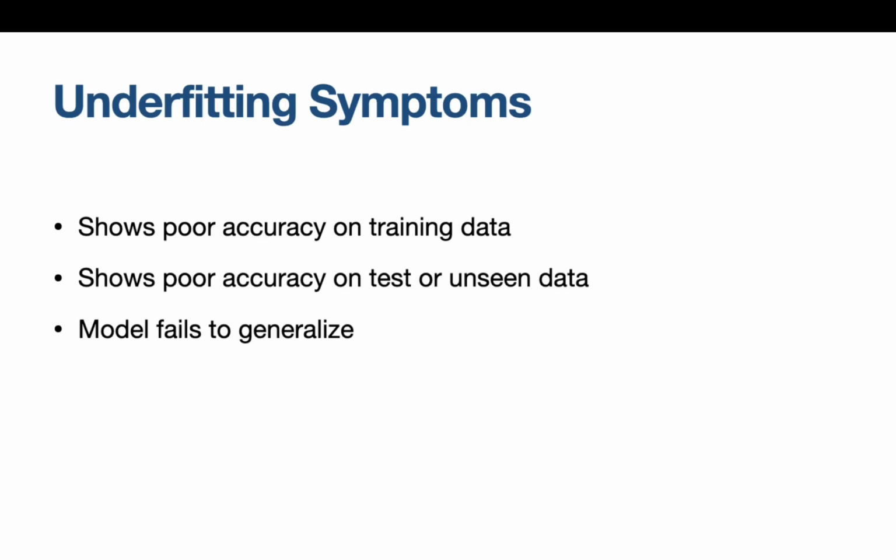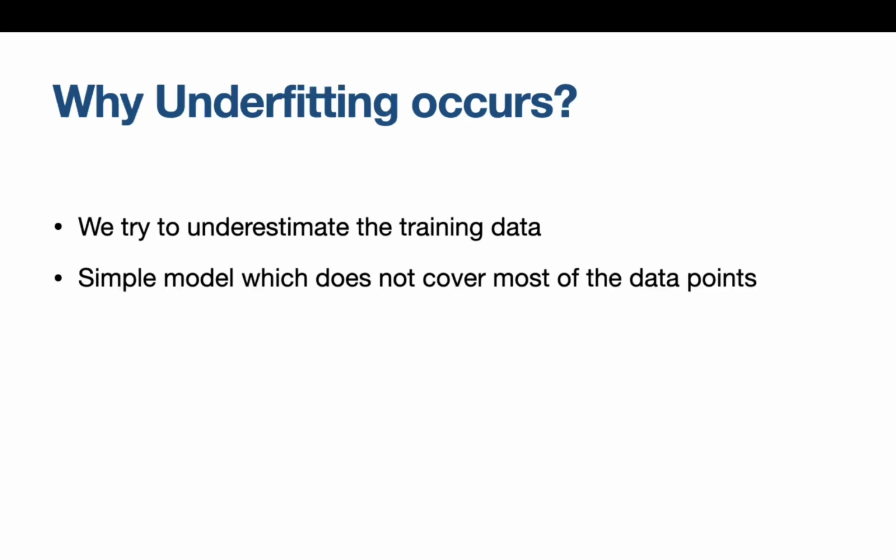Some of the symptoms of underfitting: it performs poorly on training data as well as on test or unseen data, and again the model fails to generalize. Why does underfitting occur? Obviously we try to underestimate the training data. We consider only a few data points, and related to that we fit a very simple model, whereas we could have tried a little more complex model.